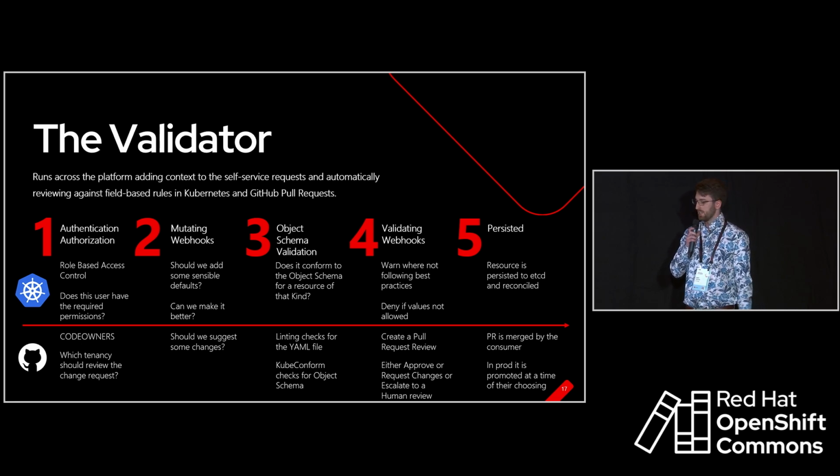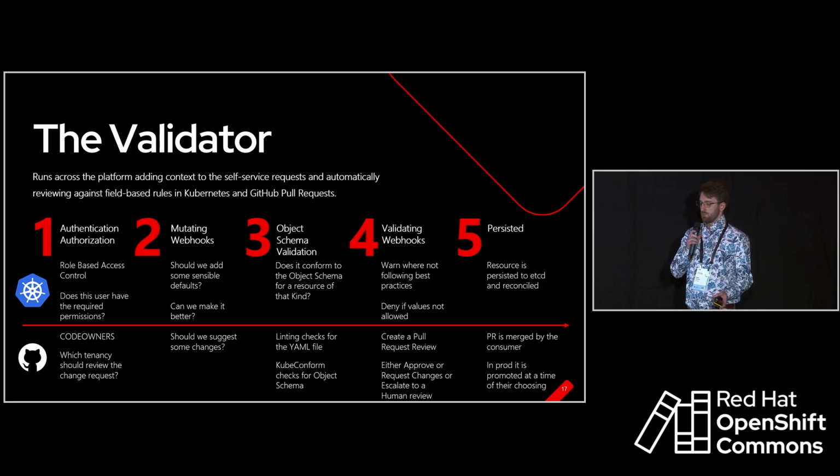is linted correctly, using kubeconform under the hood to verify it against the object schema, validating or suggesting changes using the same rule engine. It'll then post a pull request review, which either approves, requests changes, or escalates the review to a platform team member. Once the pull request has been approved, it can be merged by the consumer along their own timelines and promoted to production when they need.